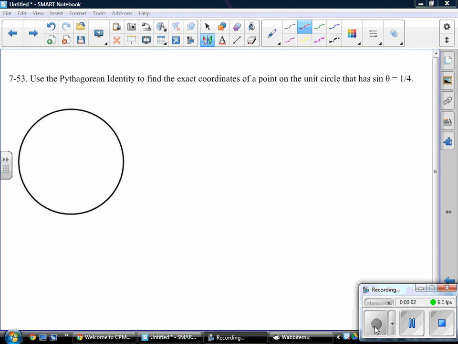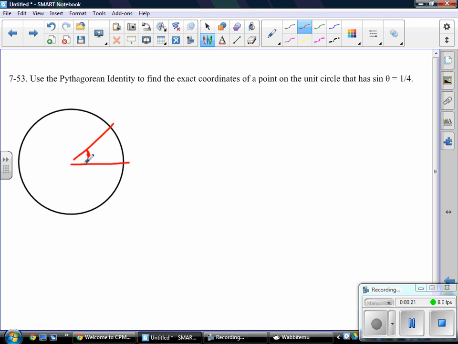This is problem 7-53 from section 7.1.4, part 1, homework. It says, use the Pythagorean identity to find the exact coordinates of a point on the unit circle that has sine of theta equals 1/4. So I'm going to draw in my circle what that angle might be.